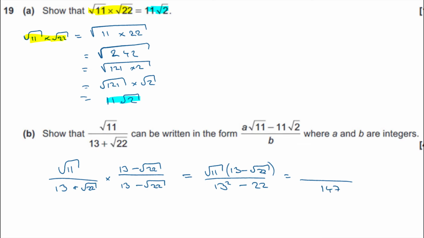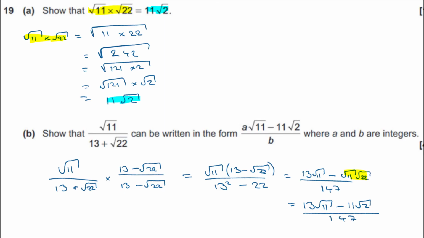On the top, I'm going to get 13 root 11 minus root 11 times root 22. Now that looks familiar. It's just what I worked out a minute ago, root 11 times root 22. I've already simplified that in the first part of the question. So I can replace root 11 root 22 with 11 root 2. So that's the same thing as 13 root 11 minus 11 root 2 all over 147.